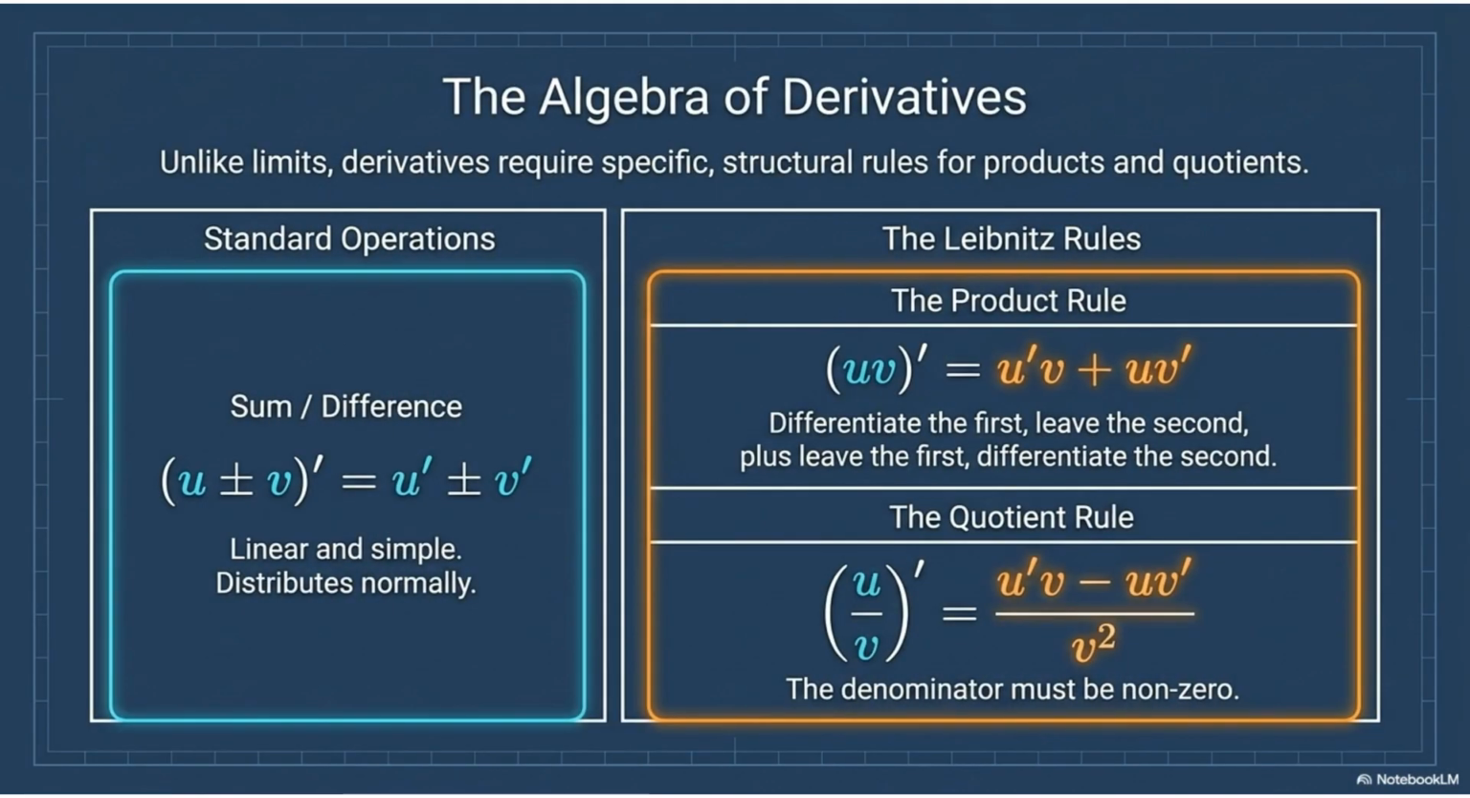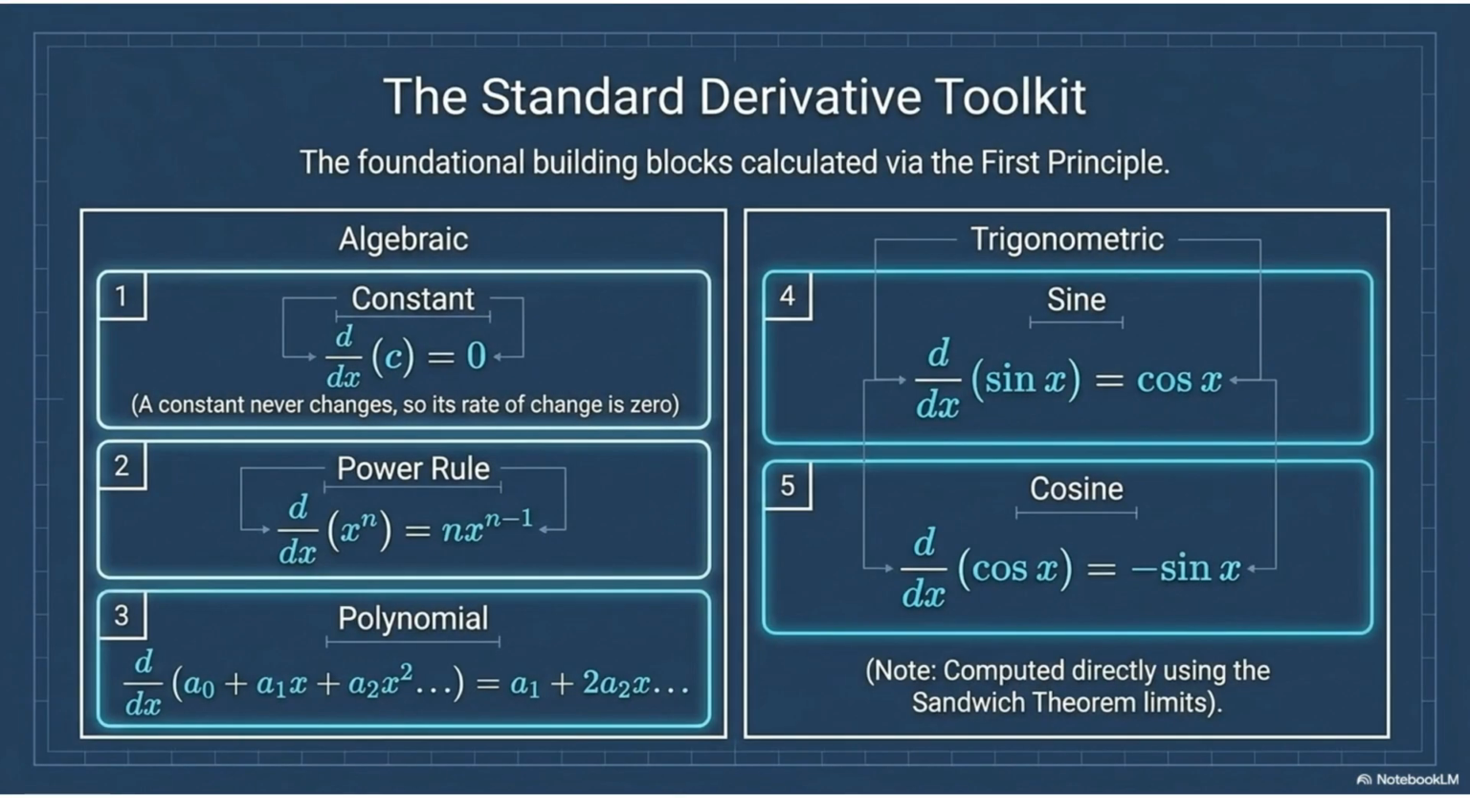the tangent. While addition is straightforward, products and quotients of functions require specific structural rules, known as the Leibniz rules, to differentiate correctly. Using these principles, we build a standard toolkit for derivatives, including rules for constants, powers, polynomials, and trigonometric functions like sine and cosine.